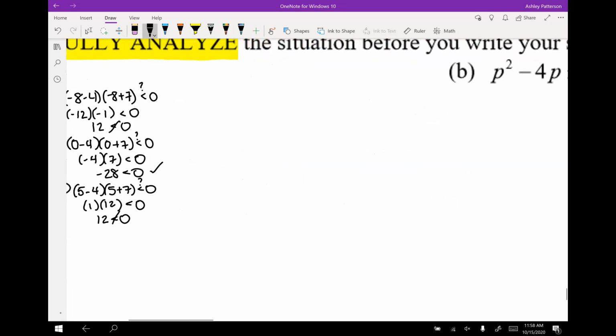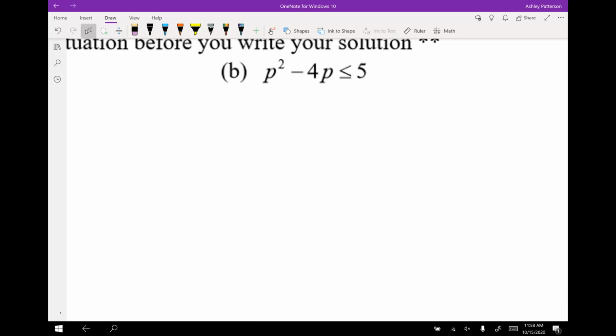All right, let's look at B. Well, yep, in order for me to solve, this is going to have to be equal to 0. So p squared minus 4p minus 5 is less than or equal to 0. All I did was move the 5 over to the other side by subtracting it. Okay, so now that it is in standard form, I'm going to factor it.